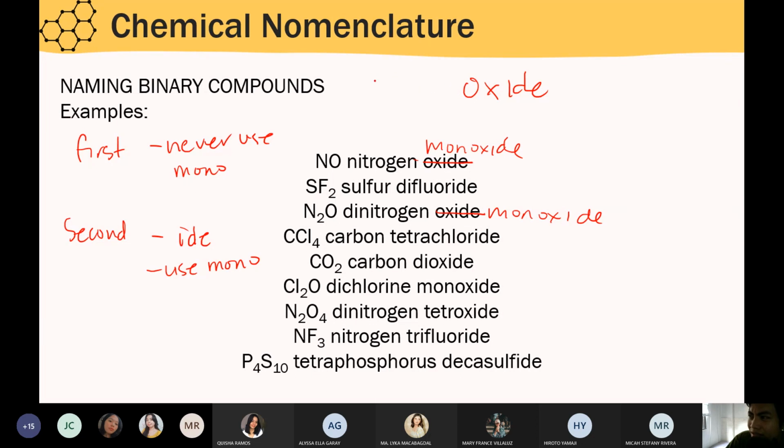Just like what we did earlier, if you encounter this problem, you have two vowels, one from the Greek prefix and one from the element. You have to remove the vowel of the prefix. So instead of writing tetraoxide, you write tetroxide. Those are the rules. Again, we're actually done.